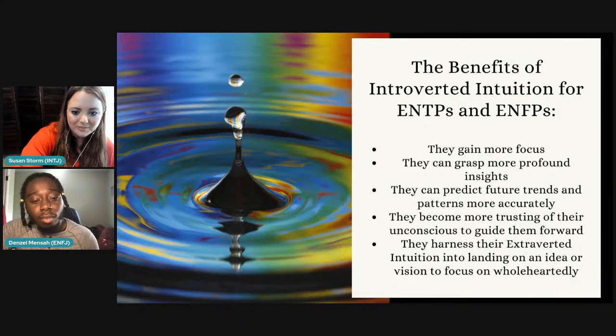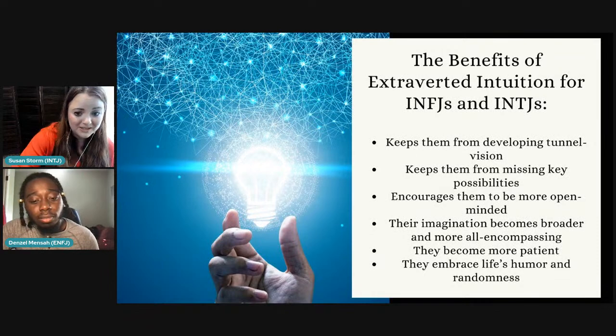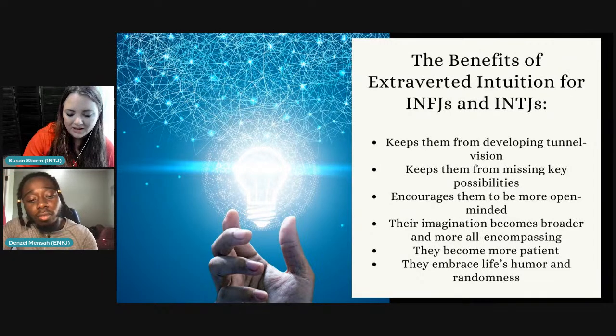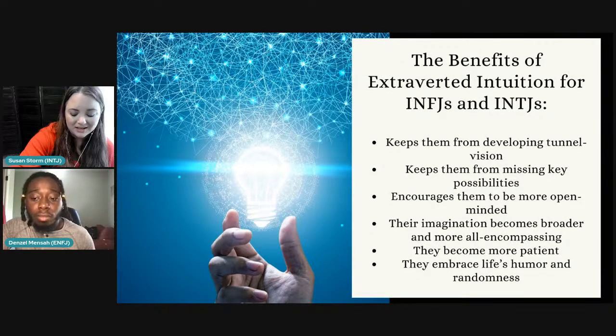All right, so let's talk about the flip side of this. Opposing role extroverted intuition for INFJs and INTJs. So just like Denzel was saying, INFJs and INTJs are looking for the one place to land, essentially, the one vision that will guide them. And so they tend to be very single-minded. And if they're not careful, if they're getting too focused on the single vision or this one prediction or this one pattern, they can develop tunnel vision, and they miss out on other possibilities and alternatives. And that's never a good thing.